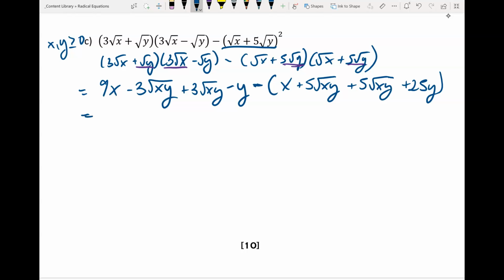Let's try to simplify a couple of things. So we can tell that these are gone, plus 3 root xy minus 3 root xy is just 0. So I'm just left with 9x minus y here. I'm going to also distribute this negative to every single term. So then we have, I'm going to make myself a bit more room here.